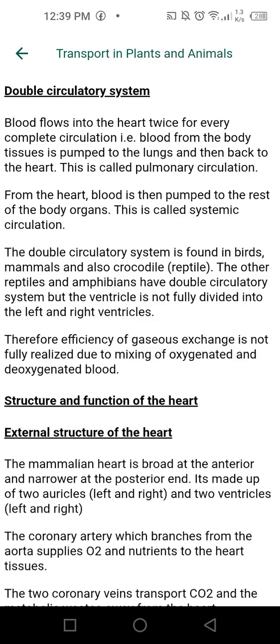The double circulatory system is found in birds, mammals, and also the crocodile, a reptile. The other reptiles and amphibians have a double circulatory system, but the ventricle is not fully divided into the left and right ventricles. Therefore, efficiency of gaseous exchange is not fully realized due to mixing of oxygenated and deoxygenated blood.